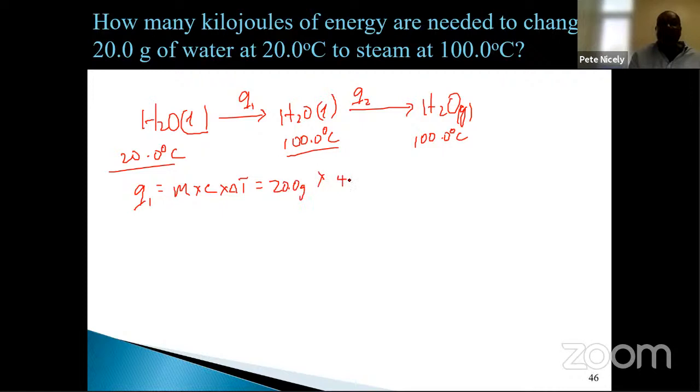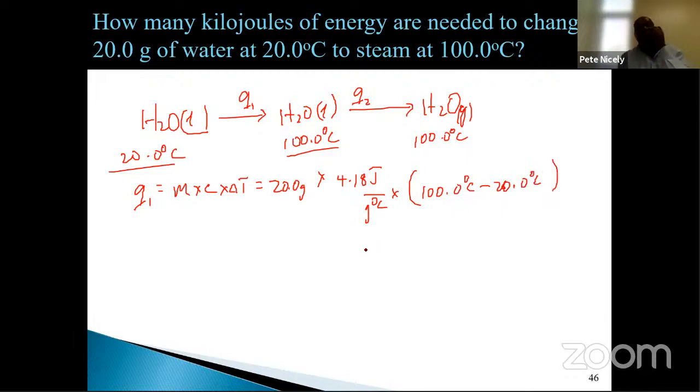times 4.18 joules per gram degree Celsius, times the change in temperature, which would be the difference between 100.0 degrees Celsius minus 20.0 degrees Celsius. All right. So that's basically how you calculate Q1 right here.